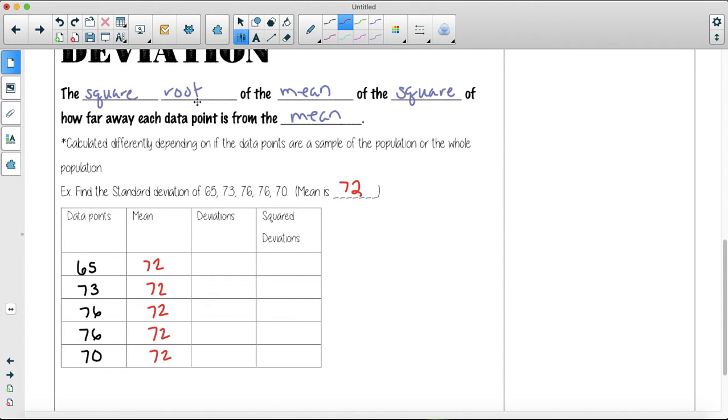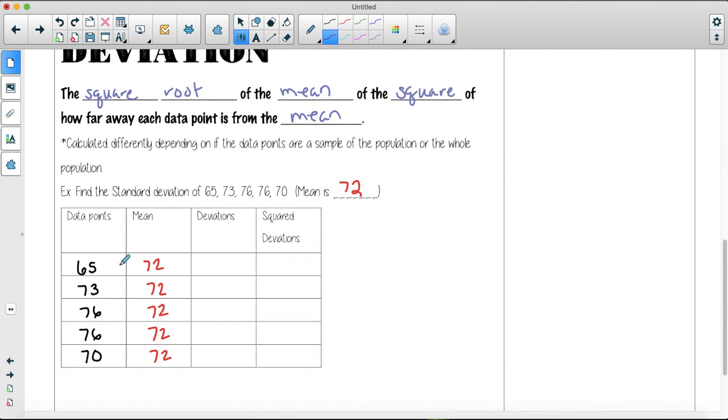So we're going to take the square root of the mean of the square of how far each data point is from the mean. So here's the data point, here's the mean. The deviation is how far away the mean was from the data point, almost like a residual. So what we're going to do is subtract these values.